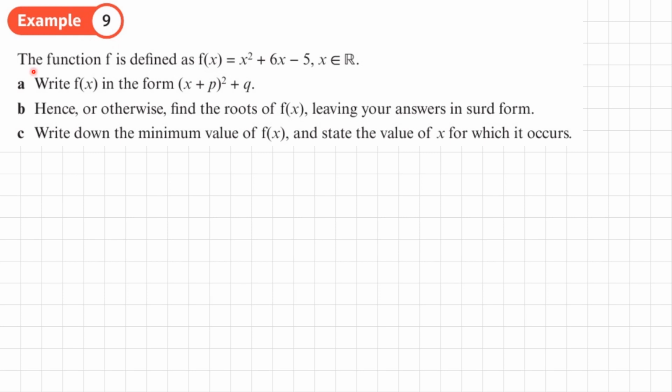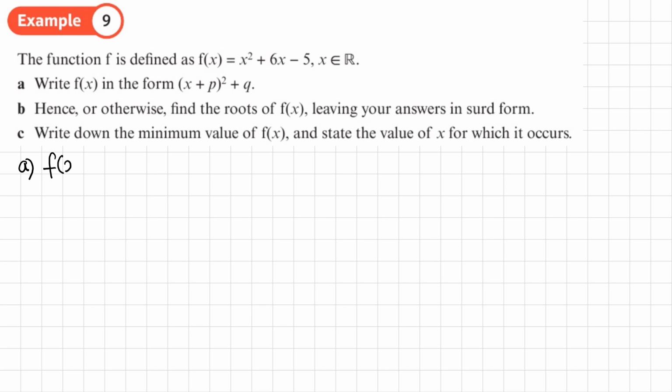Example 9. The function f is defined as f of x equals x squared plus 6x minus 5, where the domain is all real numbers. Any number can be an input number here. Part A, write f of x in the form x plus p all squared plus q. So we're completing the square in part A.